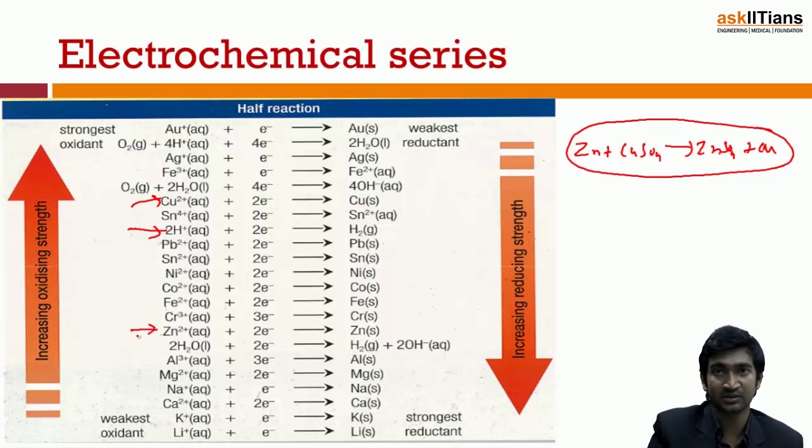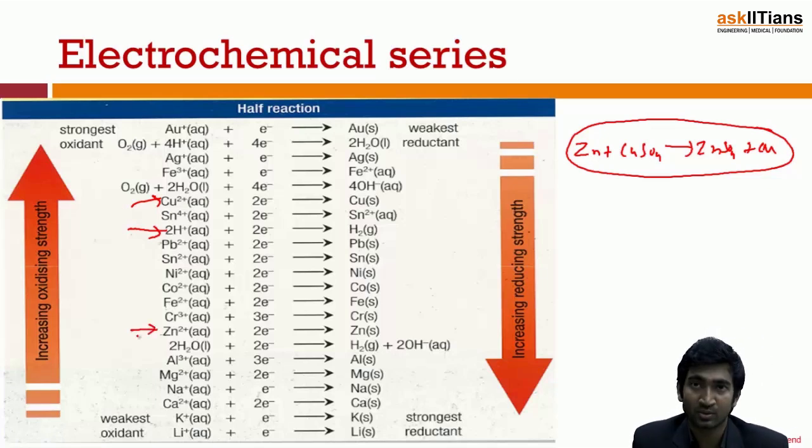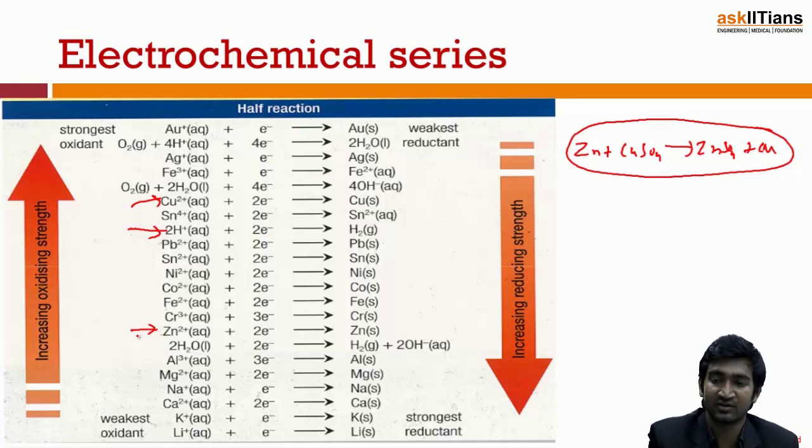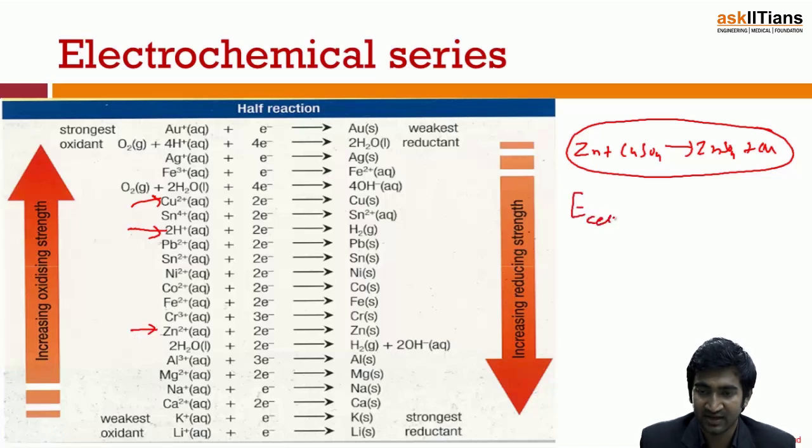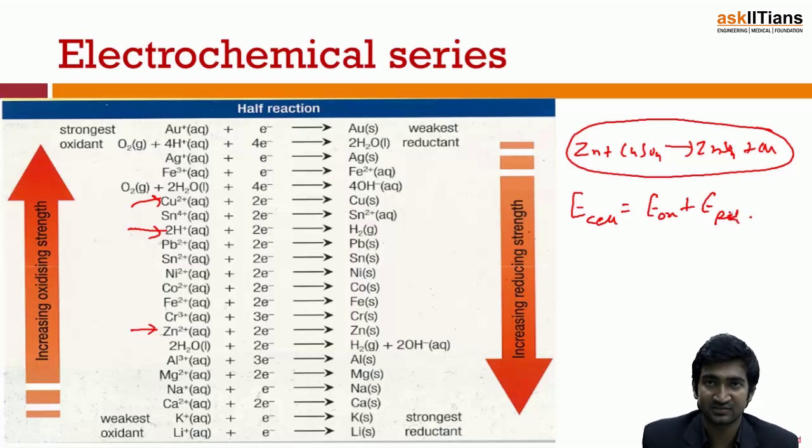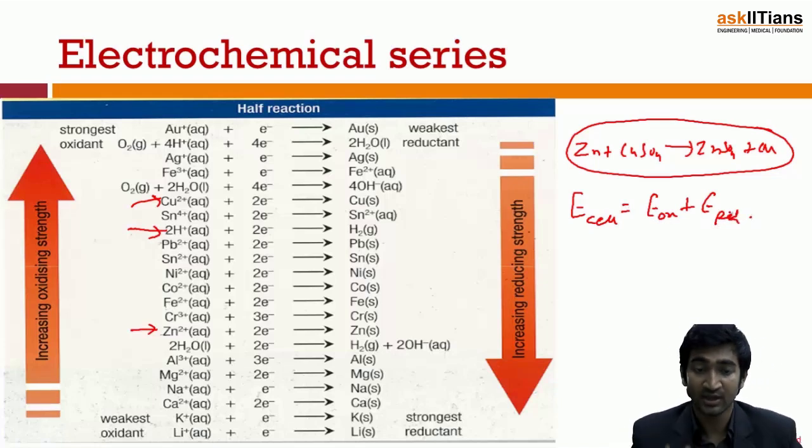So this you will apply, and you will also be asked to calculate, suppose, the EMF of any cell. That is E oxidation plus E reduction. In that way you will calculate. So I write E cell equal to E oxidation plus E reduction. This is how you calculate the EMF of any cell. Your data will be given and you just have to apply it.